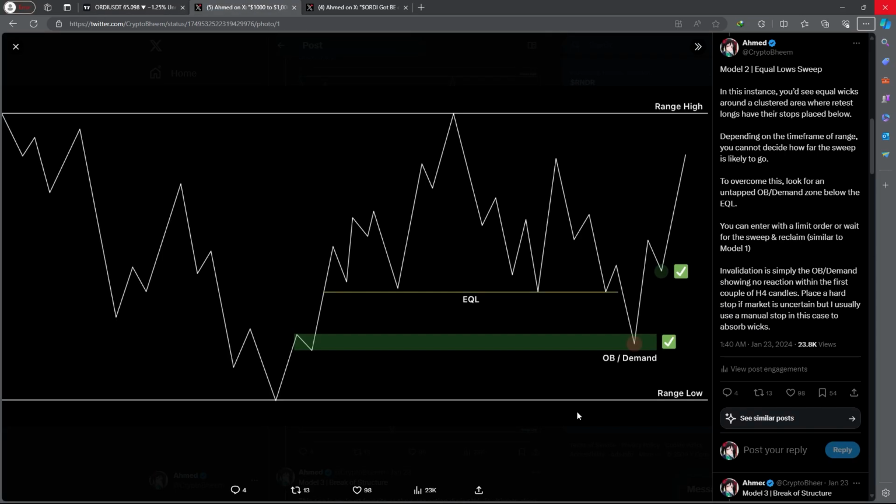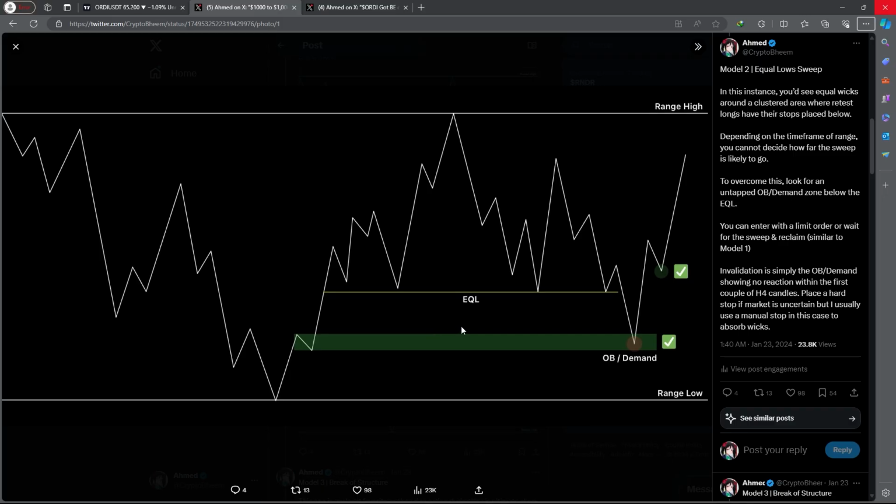The second model is the equal lows sweep. This is so good, you can't actually believe it. I use it all the time. Equal lows in simple terms is a range with so many lows, so many lows, so many lows that it becomes so obvious that there are stops placed below.